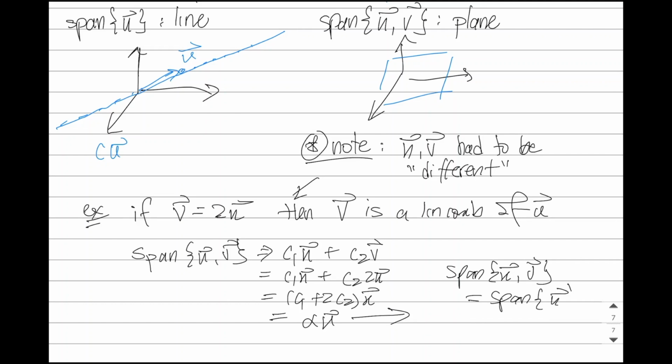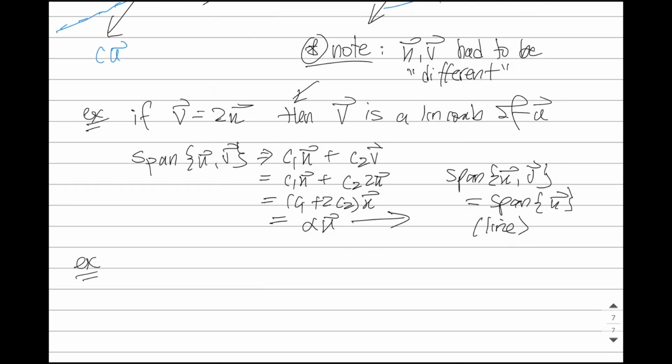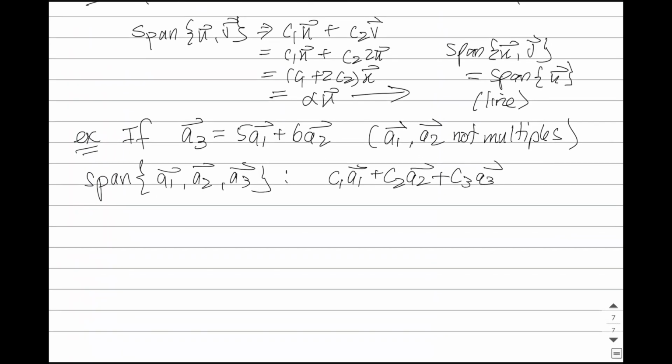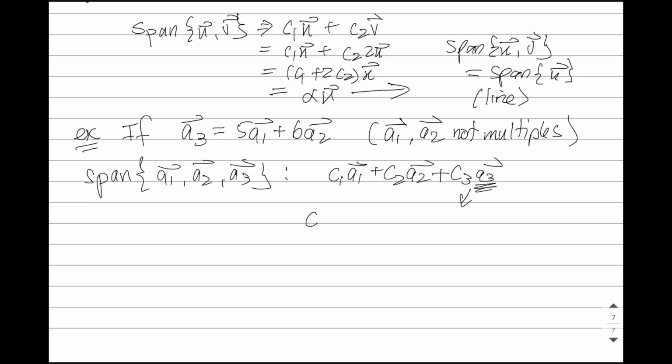It's still a line. If you have some vector a3 and it's 5 bunches of a1 and 6 bunches of a2, and let's say we know that a1 and a2 are not multiples, so they are different enough, then the same sort of discussion happens. If I want to talk about the span of a1, a2, and a3, I'm interested in what types of vectors I can form by making linear combinations. Because I have some special information here about a3, this expression becomes a little bit different.